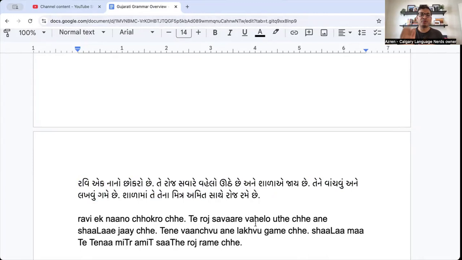Ravi ek nano chokro che. It's just a general fact. It's just a thing that is true. It's not like he was a child one day and snapped his finger and grew up, right? He wakes up every morning. It's like a thing he always does. It's like a routine. It's something that happens all the time, right?